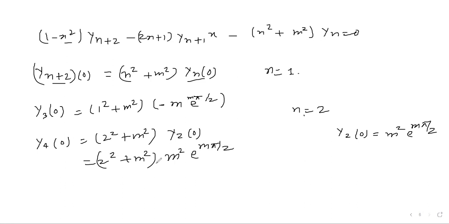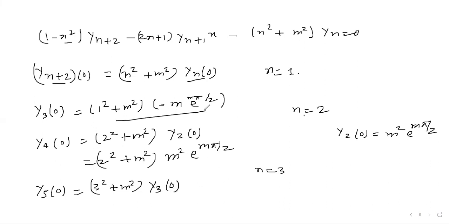Now, suppose we put n equal to 3. If we put n equal to 3, this will become y5(0). So here n equal to 3, so this is 3 square plus m square into y3(0), and the y3(0) we have obtained as this. So this value we can put here. So this will become minus m times 1 square plus m square times 3 square plus m square into e to the power m pi by 2.